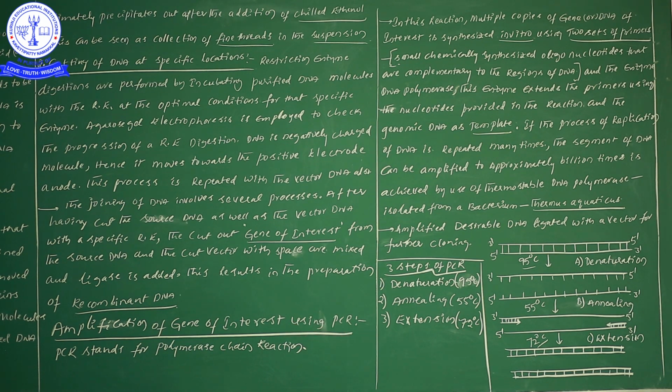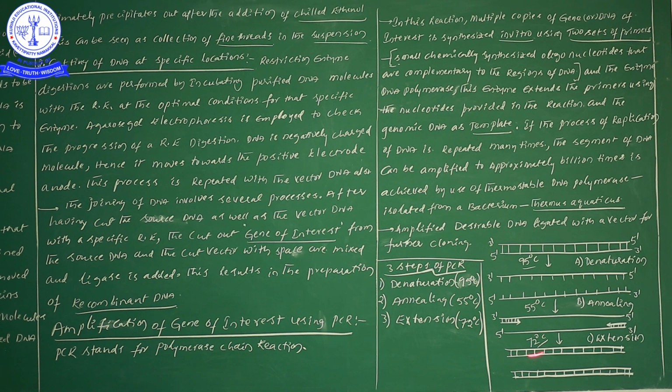Now I would like to explain the PCR technique based on the diagram, which I have drawn here. There are 3 steps in PCR: denaturation, annealing, extension. In denaturation, the temperature we use is 95 degrees centigrade. In annealing, 55 degrees centigrade. In extension, 72 degrees centigrade. One more time: denaturation 95, annealing 55, and extension 72 degrees centigrade.